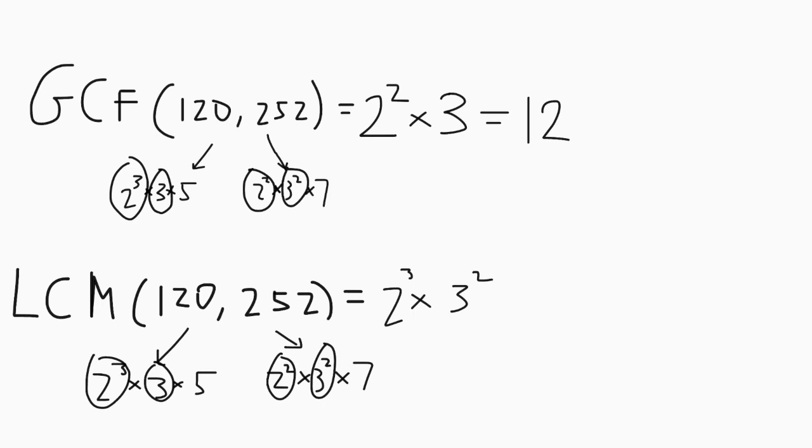And now this time, for 5 and 7, the higher power is actually going to be 5 to the power of 1 and 7 to the power of 1. So we're going to multiply them as part of our product. Another way to say this is that in 252, the power of 5 is 0. And in 120, the power of 5 is 1. The higher power in this case would be 5 to the power of 1. And the same logic works for 7. The higher power of 7 would be 7 to the power of 1. And so we multiply all of these together, and we get that the answer is 2,520 as our LCM.